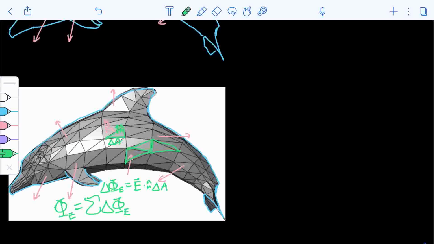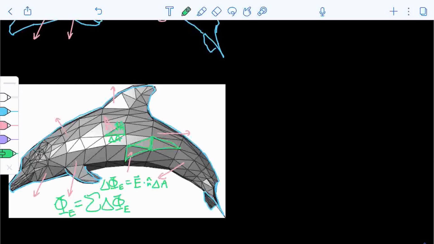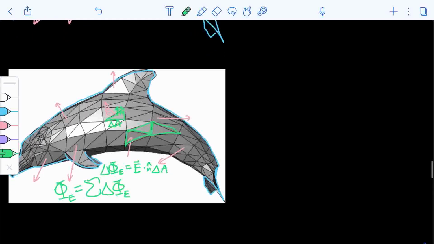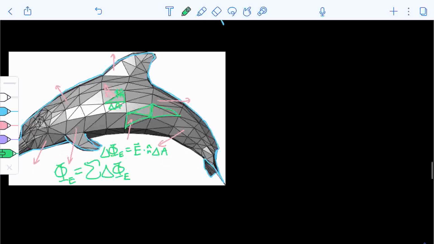Now, this only gives us an approximation, and if we want to get a super precise, super accurate result, we would want to make the number of little triangles we split it into bigger and bigger and bigger, all the way out to infinity. So in the infinite case, instead of writing it as a sigma sum and using delta, we introduce the integral into play. So it's an integral over the entire surface of the dolphin. We take the integral of these little pieces of electric flux.